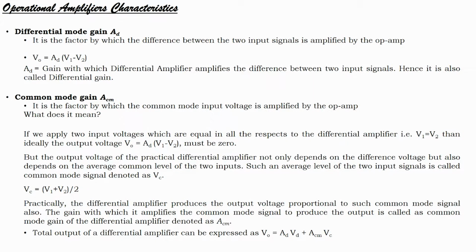Let us see some more characteristics of an operational amplifier, starting with differential mode gain. So, what is differential mode gain? Differential mode gain is given by AD. Gain is A, differential mode, that is why D. So, we have a symbol AD for differential mode gain. What is it? It is a factor by which the difference between two input signals is amplified by the op amp.